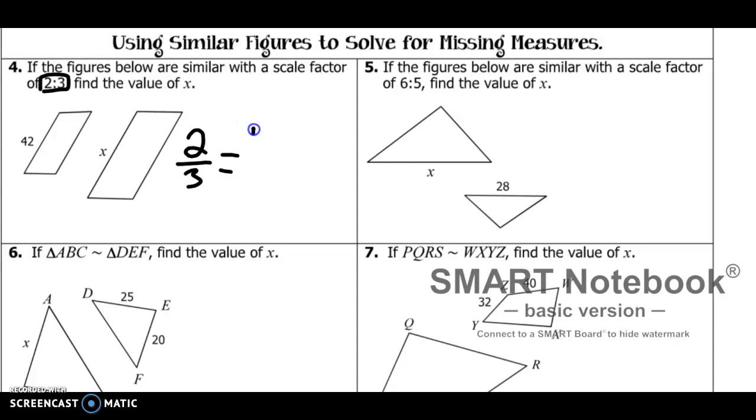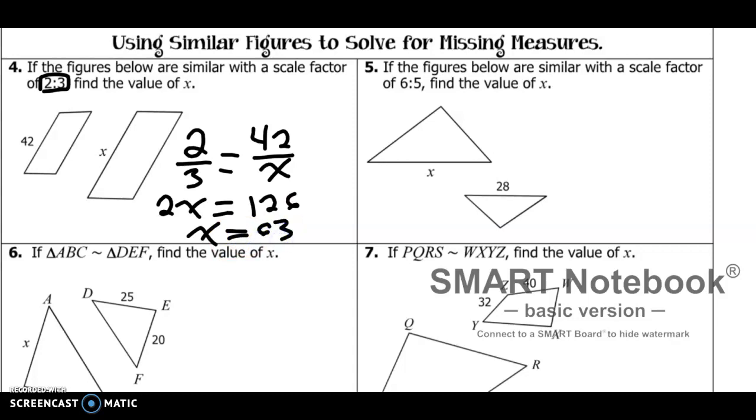So I'll do the same thing: 42 over x. You're asking, Mr. Campbell, why did we put 42 on top? Well, looking at these two similar figures, 42 is much smaller, so I know that one would go on top. From there, we'll just solve it. I'll cross multiply. I'll have 2x equals 42 times 3, which is 126, and then x equals 63.